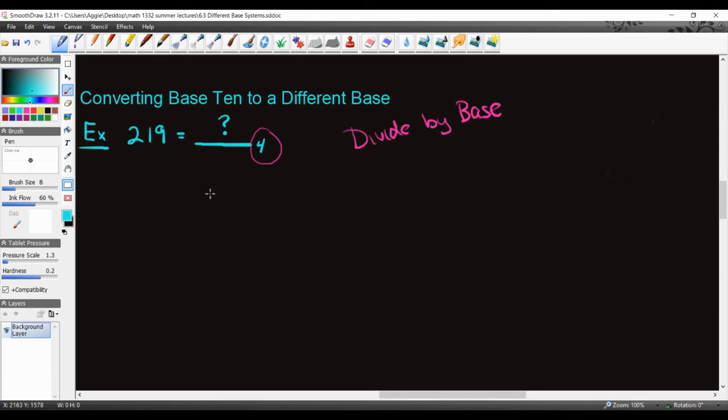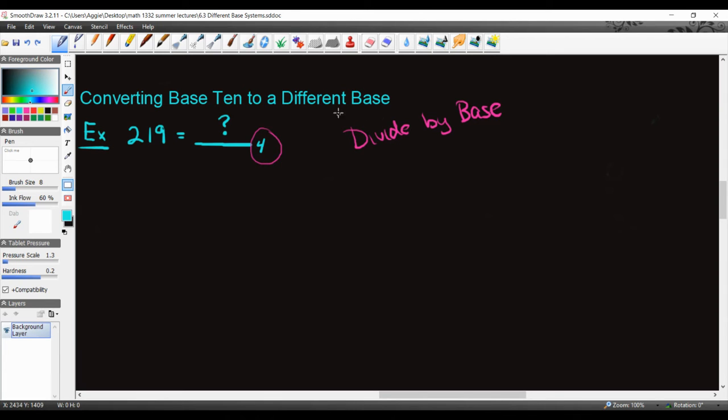Okay, so in the previous video, we talked about how to convert from a base to base 10. Now we're going to do the opposite, going from base 10 to a different base. So you can see here, I already wrote on this part, but we're going from 219, which is base 10. Remember that if there's nothing there, it's assumed to be base 10, okay, to base 4.